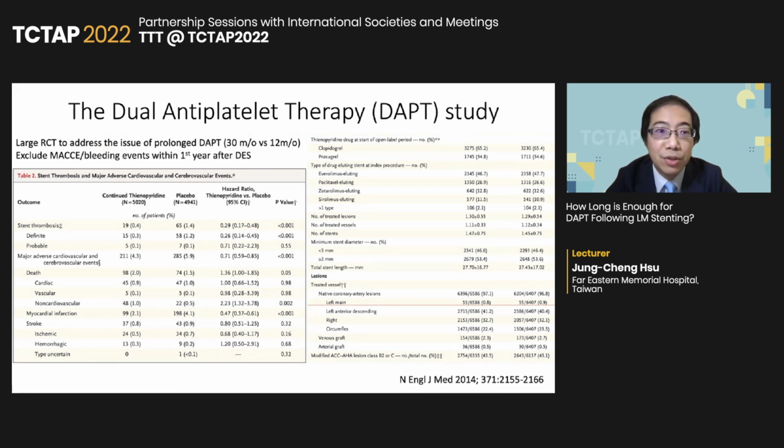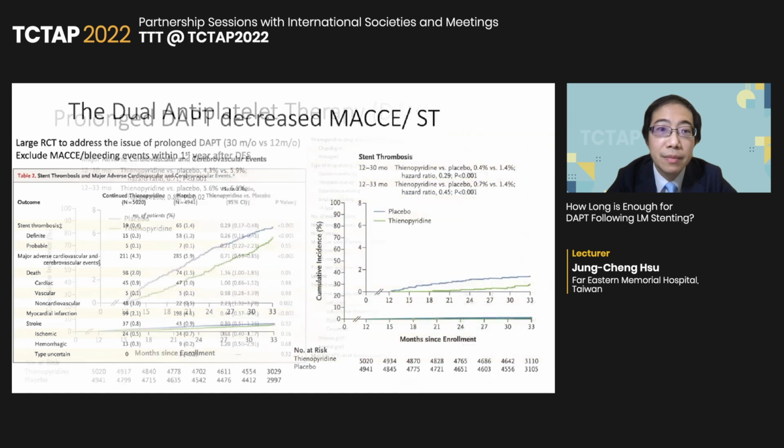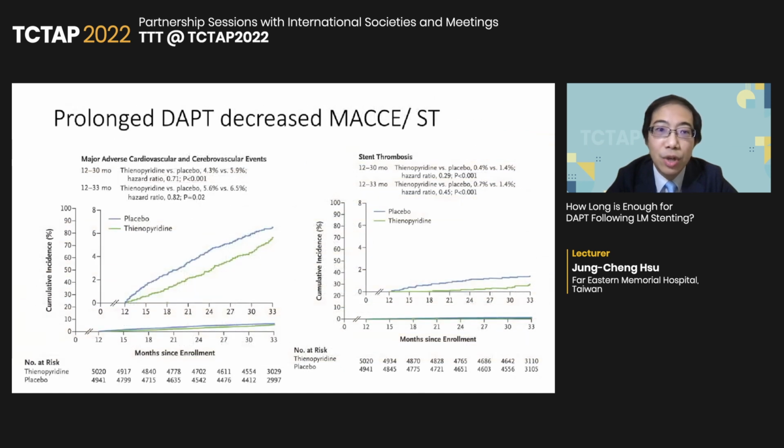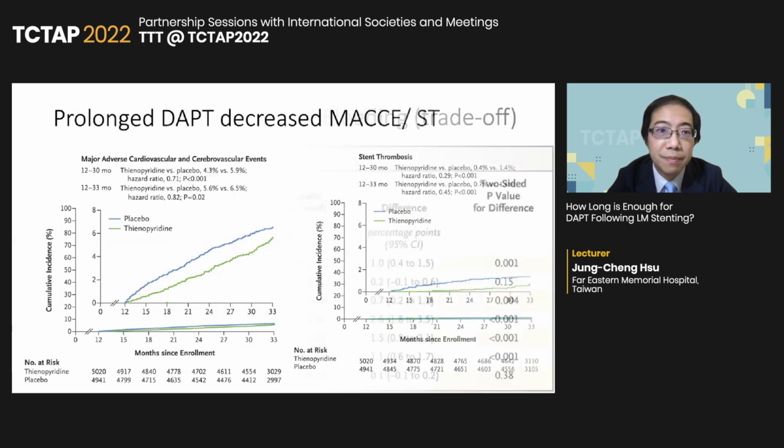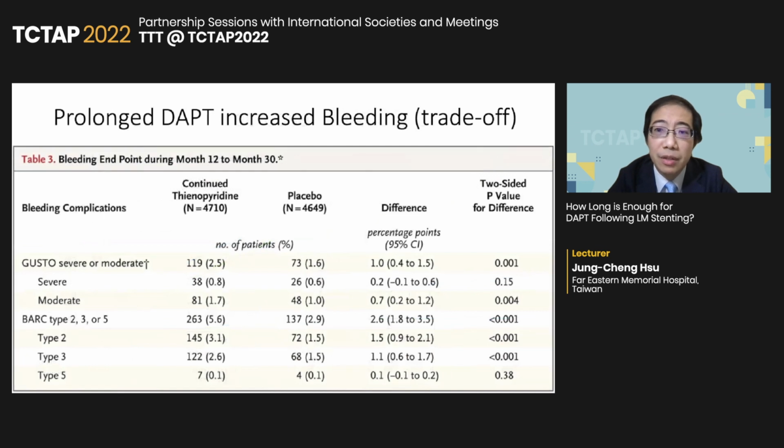The study population excludes MACE or bleeding events within the first year after DES. However, in this large trial, the complex lesion population is less than 1%. In this trial, prolonged DAPT use decreased the MACE rate and the stent thrombosis risk. However, it will increase the bleeding, so it's kind of a trade-off.